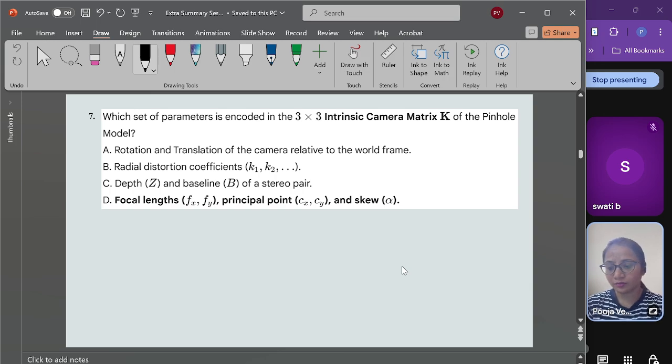Now the next question is: which set of parameters is encoded in the 3x3 intrinsic camera matrix K of the pinhole model? Option A is rotation and translation of the camera relative to the world frame. Option B is radial distortion coefficients K1, K2, up to Kn. Option C is depth Z and baseline B of the stereo pair. Option D is focal lengths fx, fy, principal point, and skew.